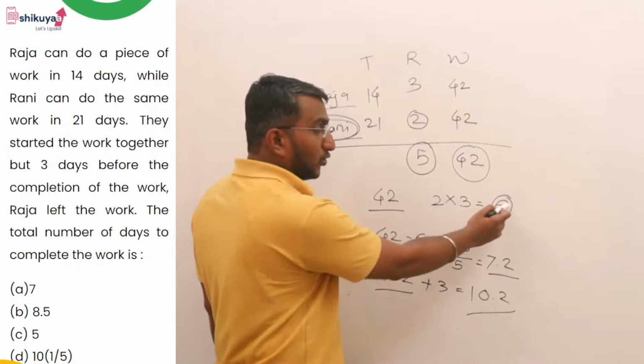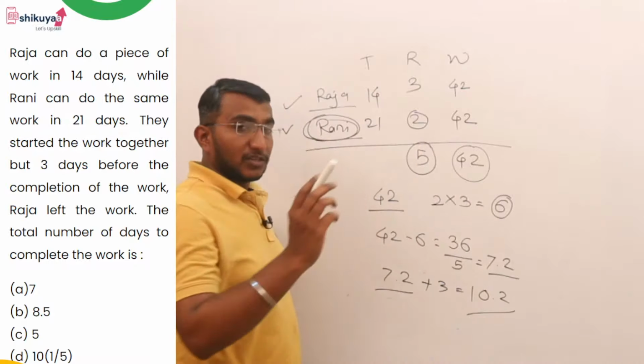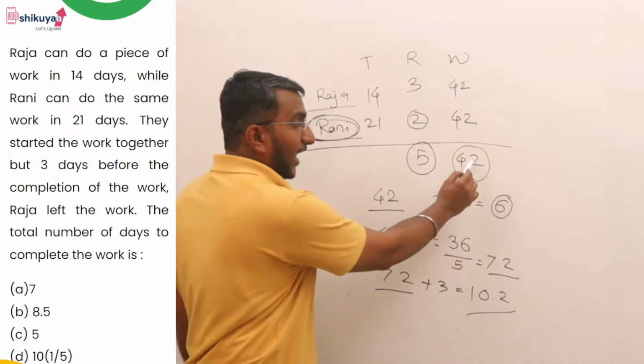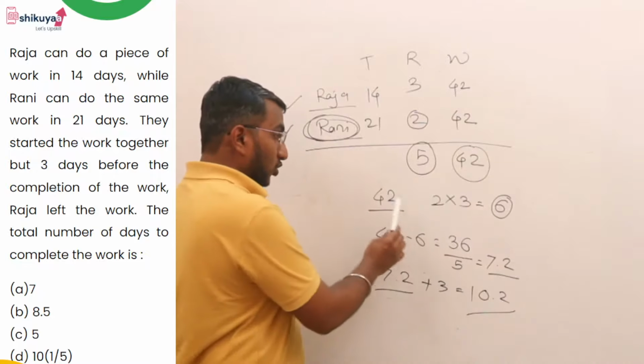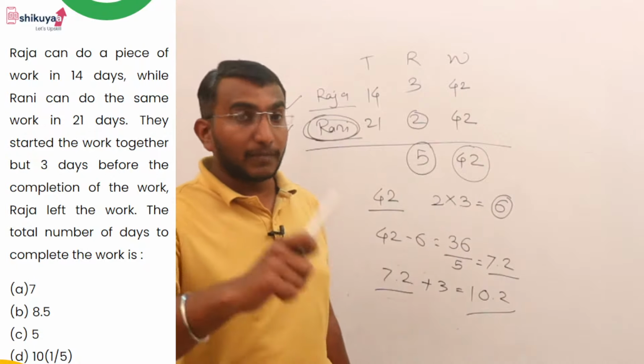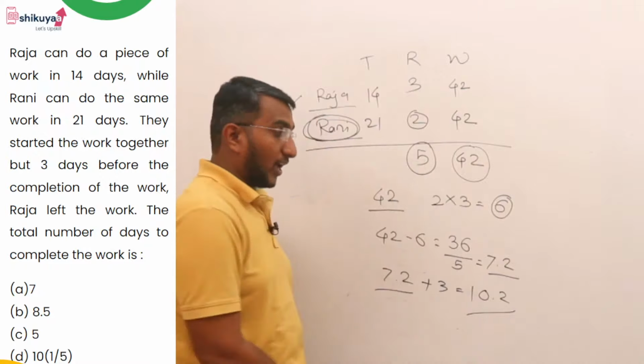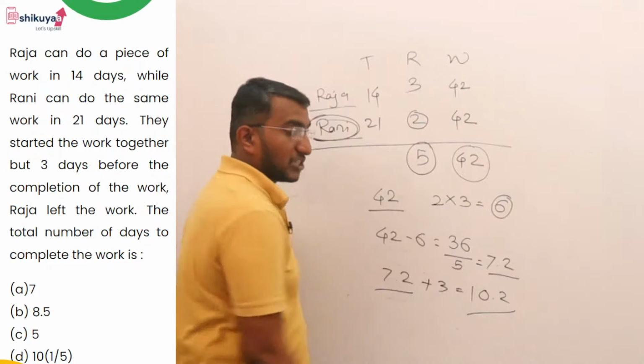It is 2 into 3, which is equal to 6. So let us subtract the 6 units of work from the entire number of units, that is 42. So 42 minus 6 remaining is 36, and that is being completed by both of them, Raja and Rani. So Raja and Rani complete that particular work with the rate of 5. So 36 divided by 5, answer is 7.2.